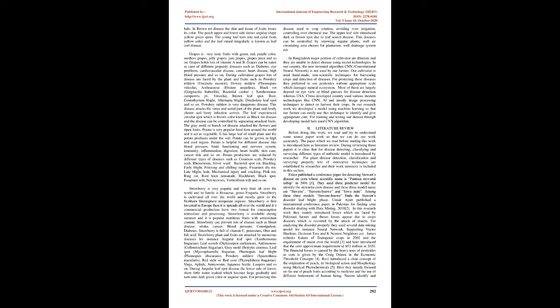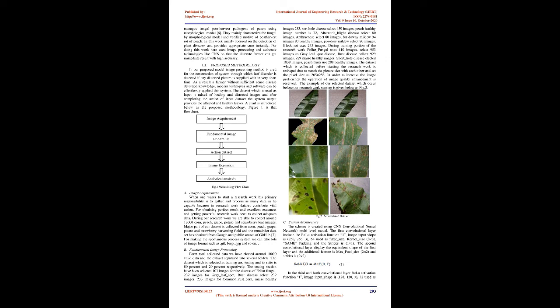Powdery mildew is a very dangerous disease. This disease attacks the vines and aerial parts of the plant, and cluster and berry infection arrives first. The leaf experiences circular brown spots known as black rot disease, and the disease can be controlled by separating attacked fruits. The gray mold or bunch rot disease attacks the flowers and ripe fruits.